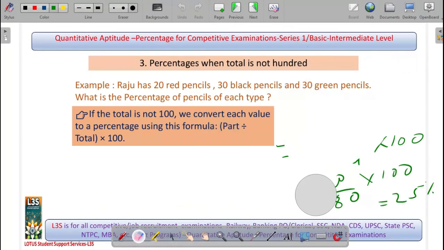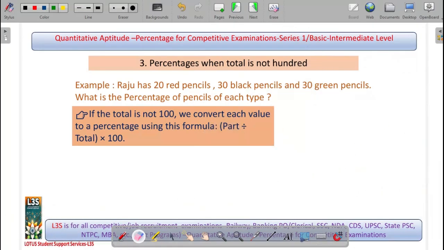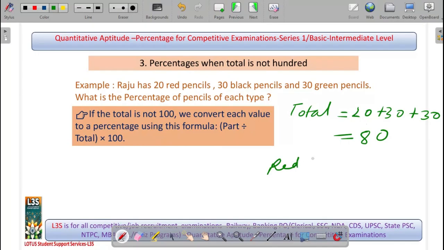Now when the total is not 100, in most cases you will find the total is not 100. Now in this example, Raju had 20 red pencils, 30 black pencils and 30 green pencils. What is the percentage of pencils of each color? So what is the total here? The total will be 20 plus 30 plus 30, so it will be 80. Now how much is the red pencil percentage?